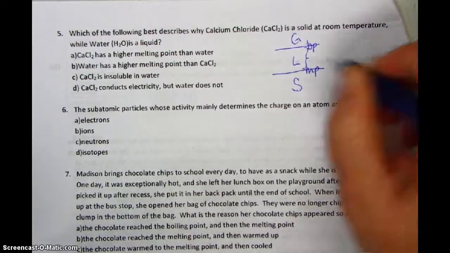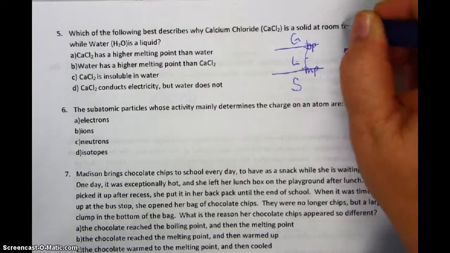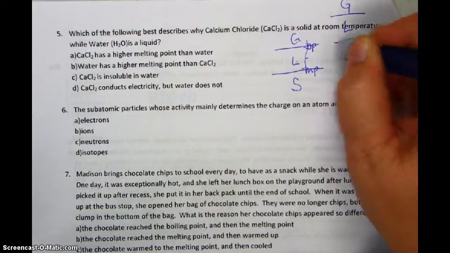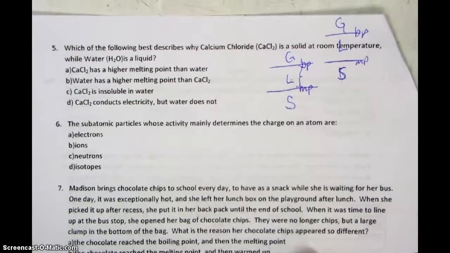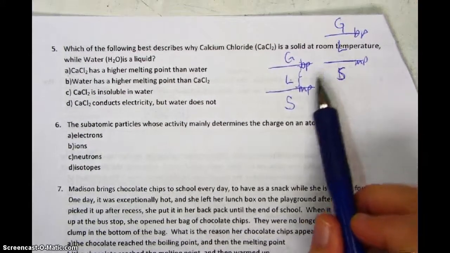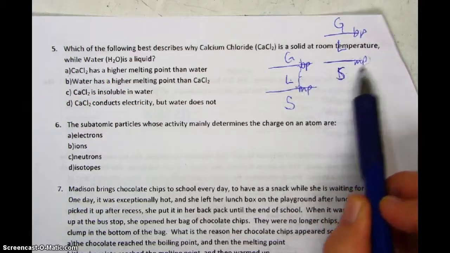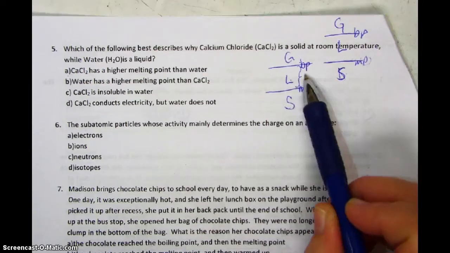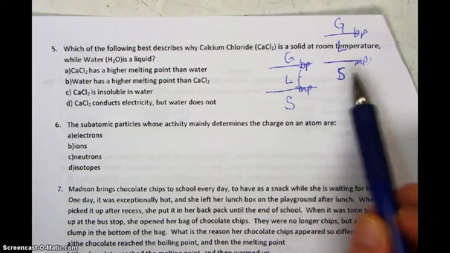All substances are a liquid in between their melting point and boiling point. So let's take a look at calcium chloride. It's a solid here at room temperature, which means it's going to be a liquid up here and a gas up here. So here's its melting point and boiling point. You can see from this that the melting point of calcium chloride is much higher than the melting point of water, because water is a liquid at room temperature, whereas calcium chloride is a solid.